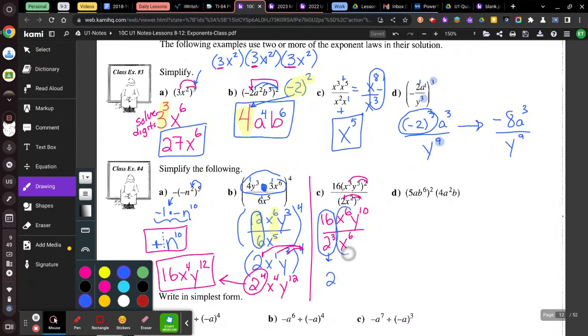What happens to my x's? They cancel. 6 subtract 6 is 0. And what's anything exponent 0? 1. So my final answer will be 2y to the 10. Final answer.